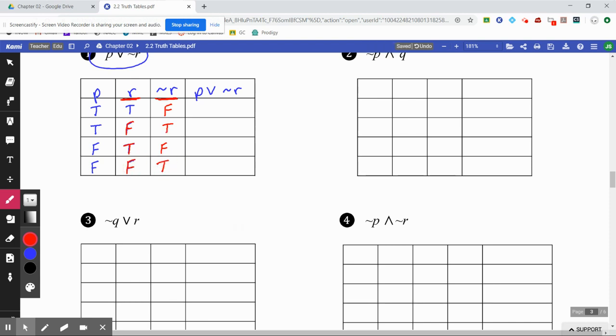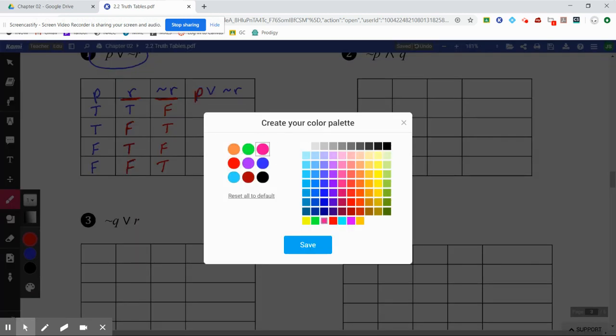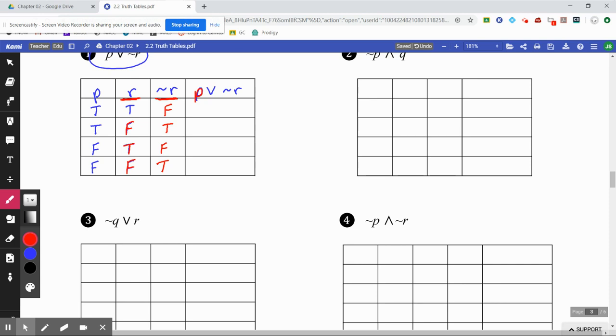So now look at our last column here. Now we're going to deal with P, which is right here, and I'm going to highlight around this. Let me choose a different color here. We'll go with pink. And I'm going to outline. We're dealing with P, which is this column, and we're dealing with not R, which is this column. You can now ignore the R column. Okay, so we want to know the truth value of P or not R.